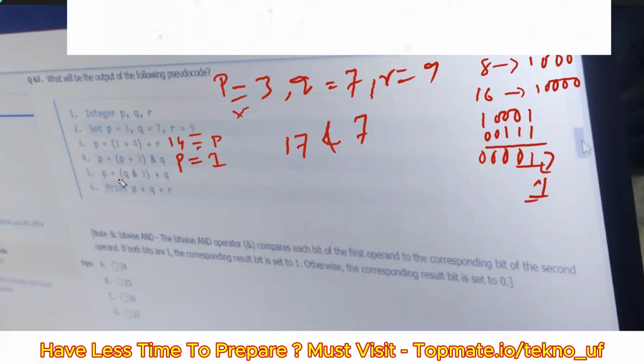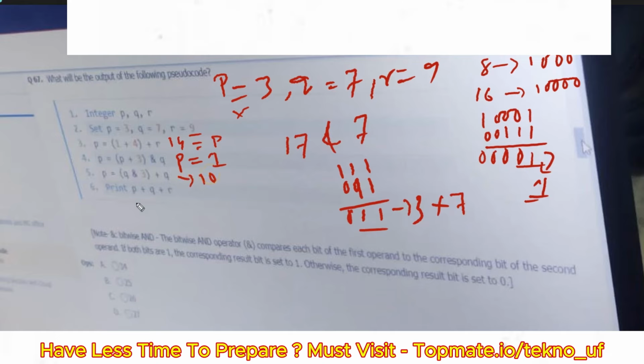Then again the value of p is assigned: q and 3 plus q. So q and 3, q is already 7, so 7 is 111 and 3 is 011. For the AND operation, both are true, so it will be true, both are true, so it will be true. Here one is false, so it will be false. So it becomes 3. So q and 3 becomes 3, then plus q, so 3 plus 7, that is 10. So the value of p becomes 10.